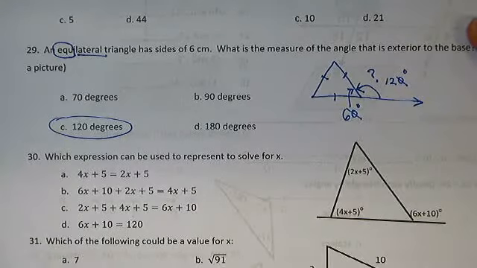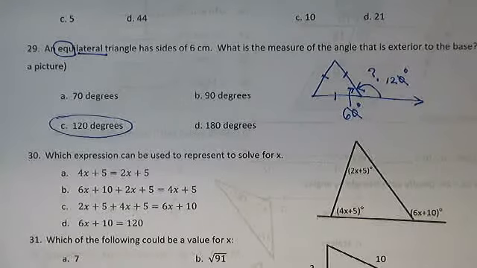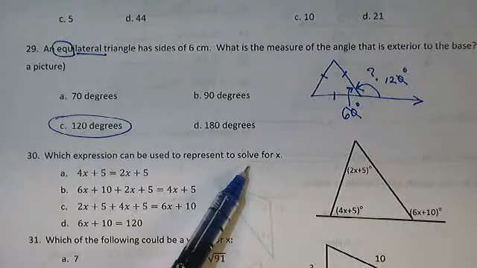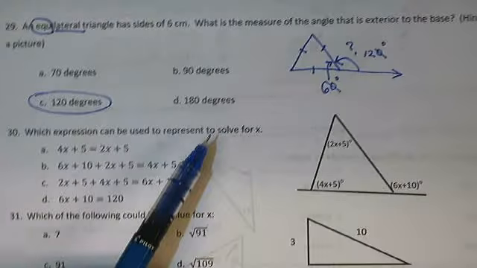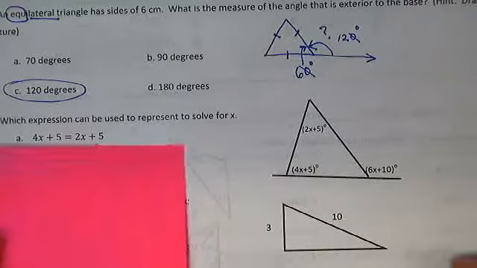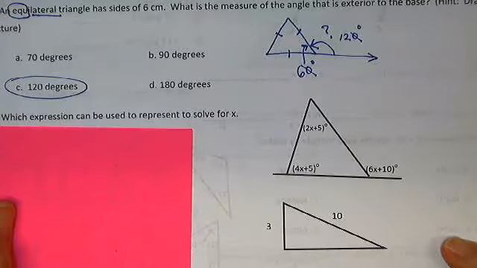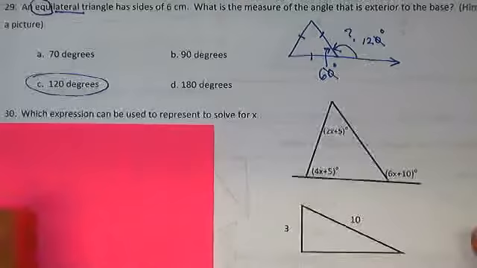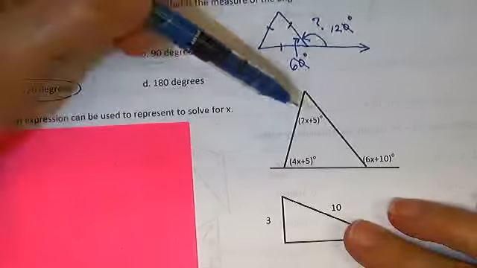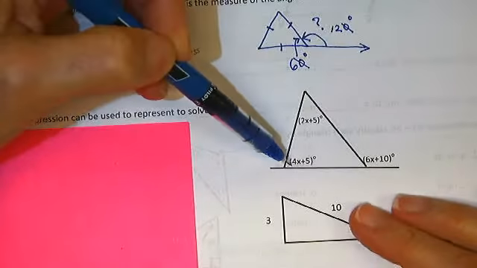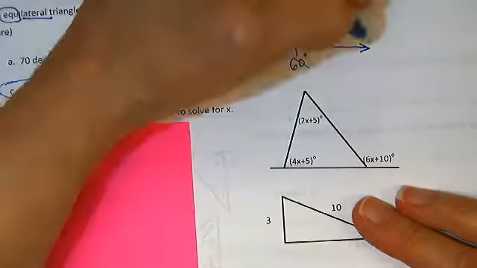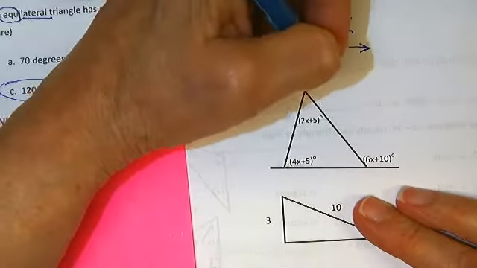Problem 30. Which expression can be used to solve for x? Okay, well, we don't even really have to look at the answer choices. What can we do? We can think about the problem. What do we know about angles and triangles? Well, we just talked about the fact that the two remote angles equal the exterior angle. So we set up our equation like this.